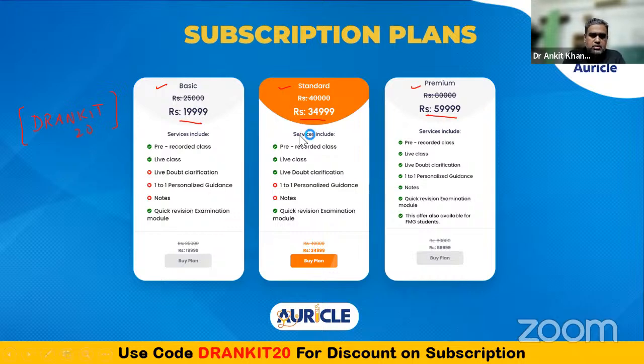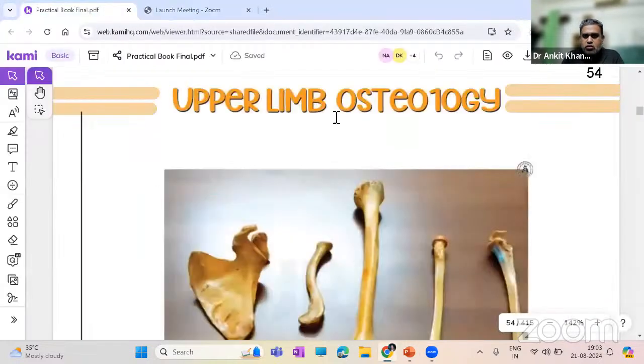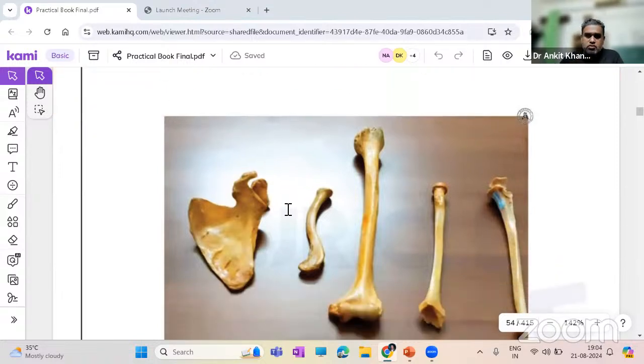So the upper limb is the topic that we want to discuss. Let's go ahead with the topic. I hope you can see the slides over here. Okay, so upper limb osteology is what we are going to discuss right now, and then we'll come to the soft parts, the dissection images of the upper limb. So for upper limb osteology, you can see these 4-5 bones drawn over here.